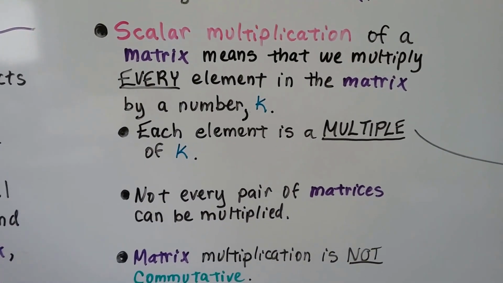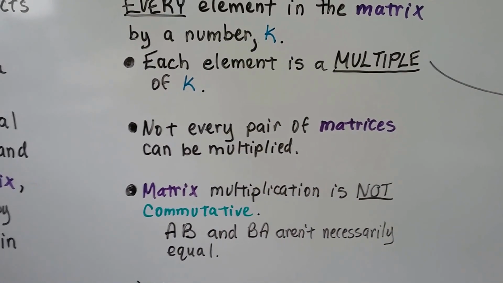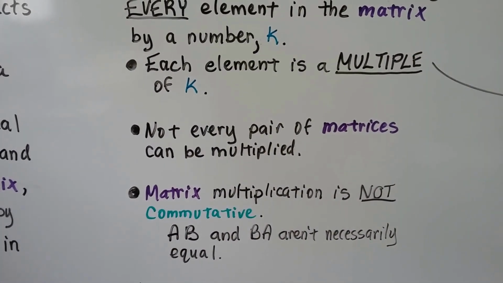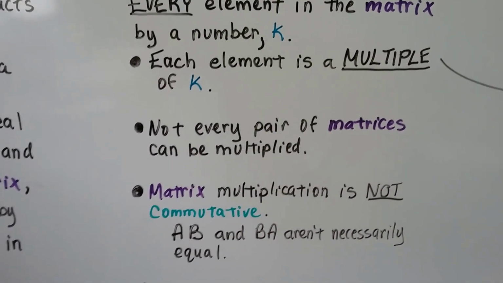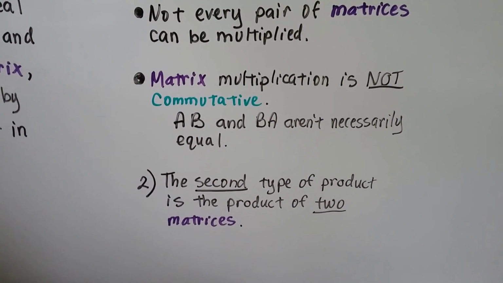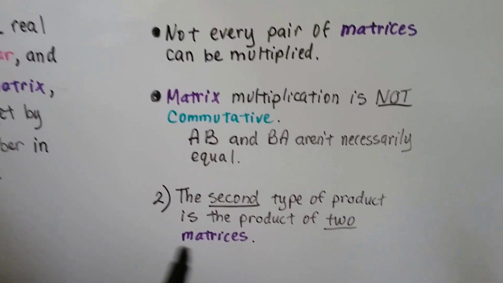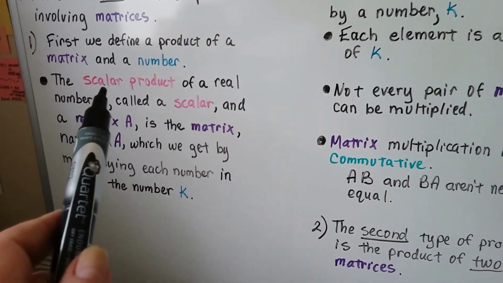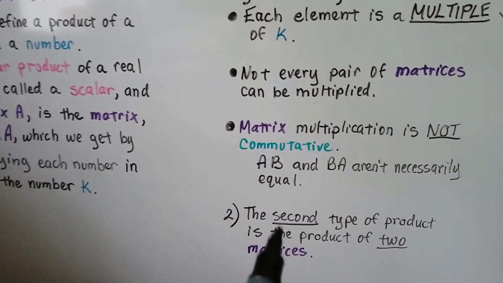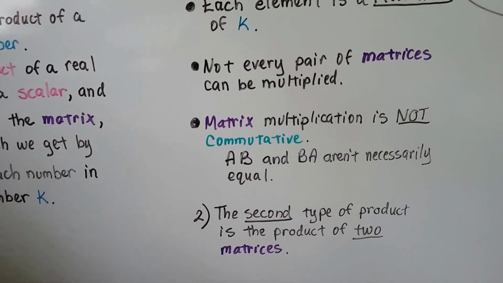And not every pair of matrices can be multiplied. Matrix multiplication is not commutative. AB and BA aren't necessarily equal. It depends on their dimensions. And the second type of product is the product of two matrices. So we've got one where we multiply a matrix times a number, and then we've got another type of multiplication where we multiply a matrix times a matrix. All right? So here's scalar product.